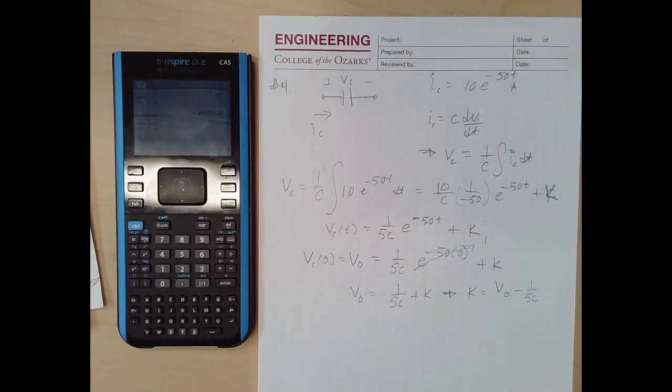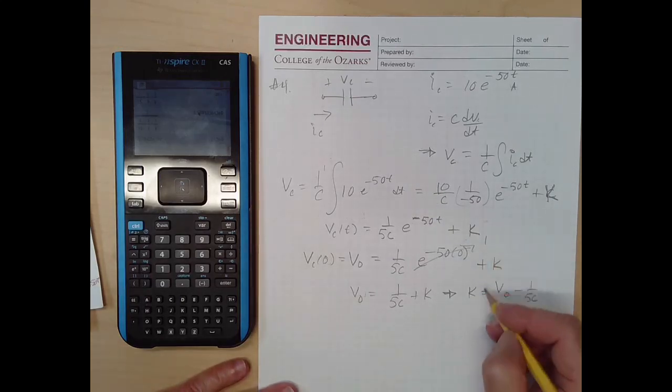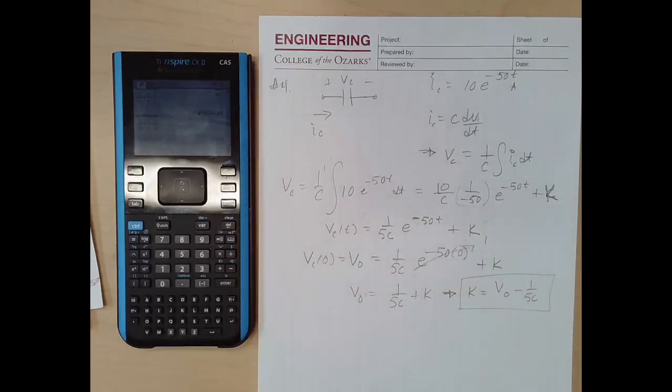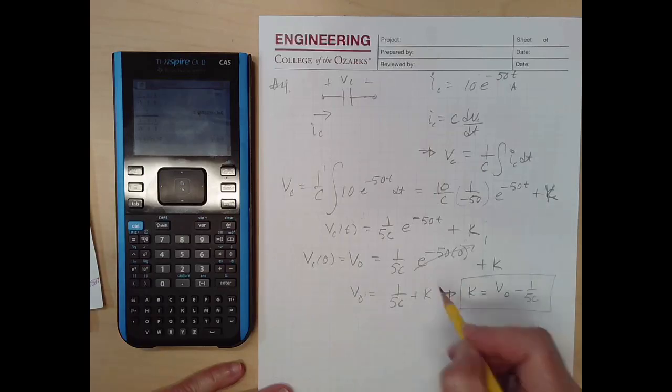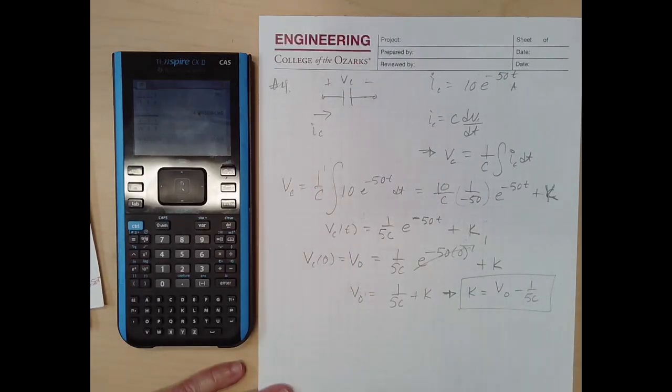That is weird. Let's see. Yeah, I guess when I did my example, I did V naught was 0. But anyway, in general, we can get the value for k in our integration as V naught minus 1 over 5C, whatever that happens to be. Putting in numbers, it will look better. It's just some sort of a constant, depending on the initial voltage and on the size of the capacitor.